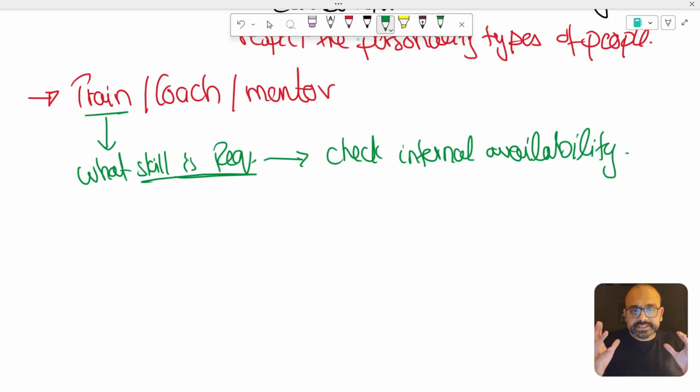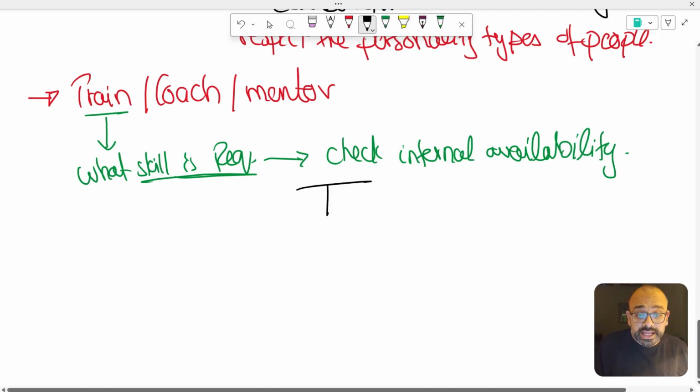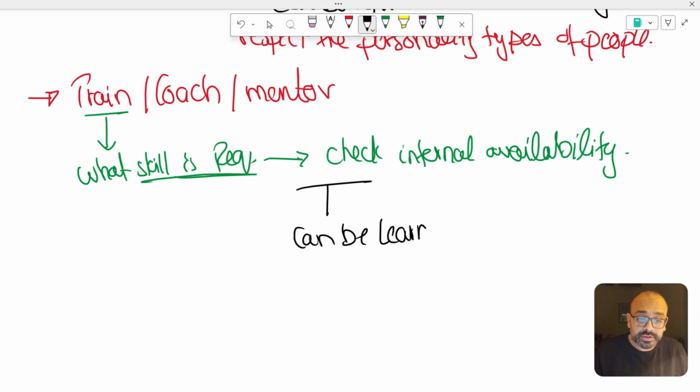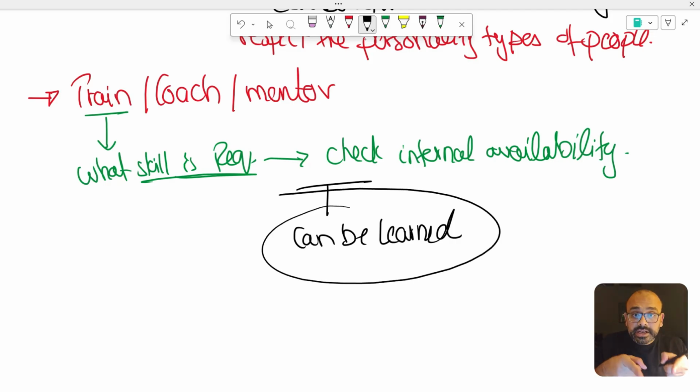If the skill is available internally, prefer that. And if it is not, then check whether it can be learned or not, can be acquired or not. And if it can be acquired, here lies your training. So you need to create training requirements.